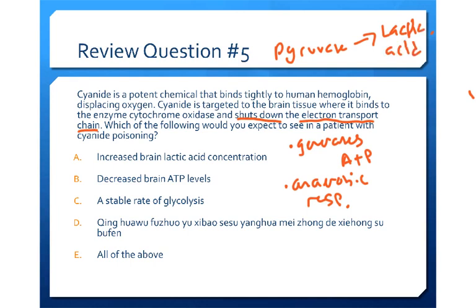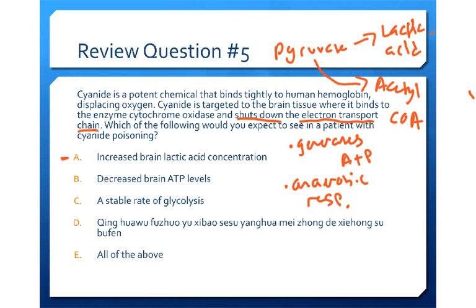Okay? So, if we don't have any oxygen at that electron transport chain, we can't create ATP. Therefore, it makes no sense for us to keep shuttling this pyruvate to form acetyl-CoA into the TCA cycle, creating all these electron carriers when they're just not going to be able to do their job. So what happens is we shut down TCA and we shut down the electron transport chain. And what we get is this pyruvate being converted into lactic acid. So we would see increased brain lactic acid concentration. A decreased brain ATP levels.